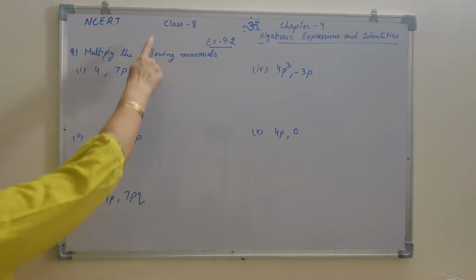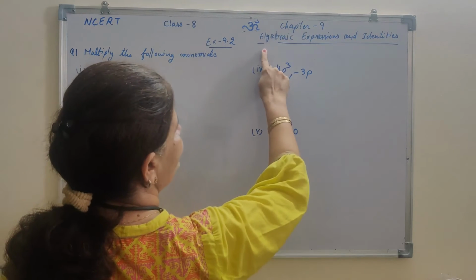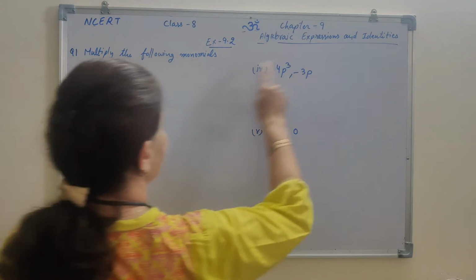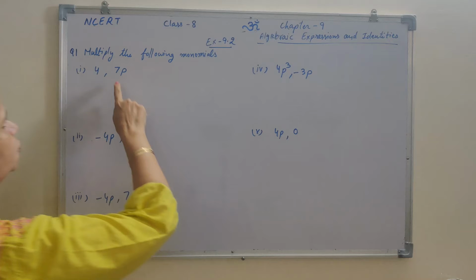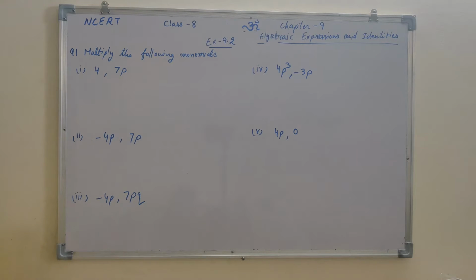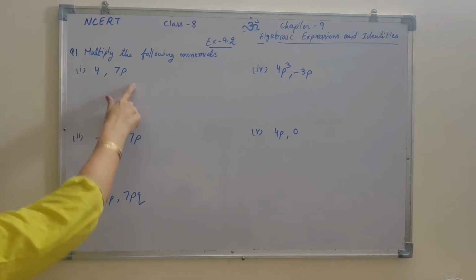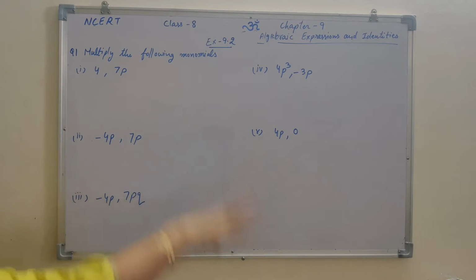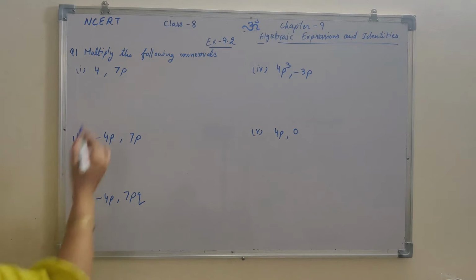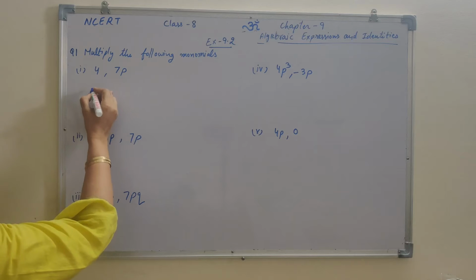Today we will do class 8, chapter 9, algebraic expressions and identities, exercise 9.2, question 1. The question is: multiply the following monomials. Each part is given 2 monomials and we have to multiply and find the product. How to multiply? First I want to tell you.